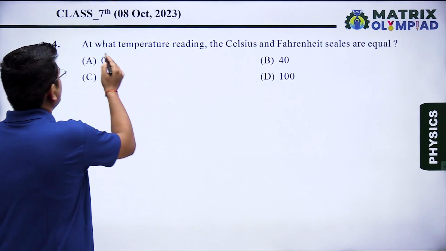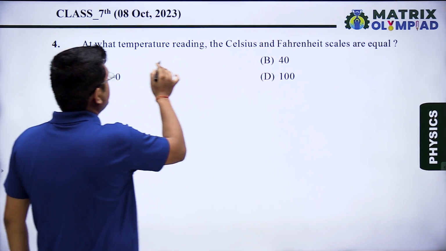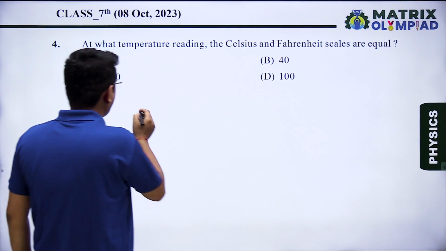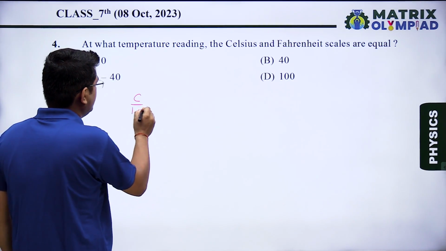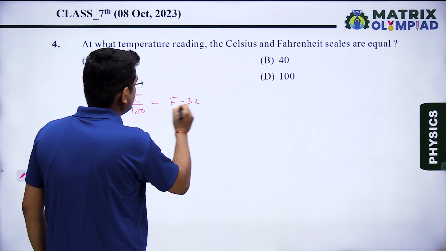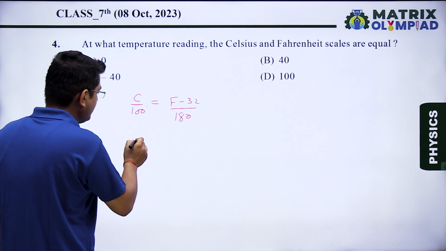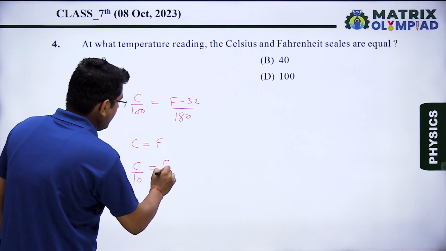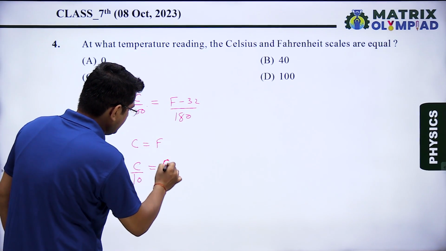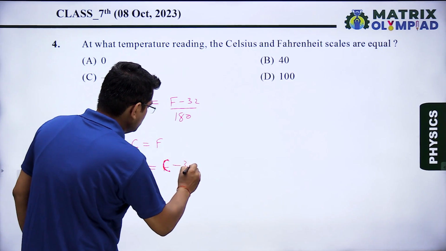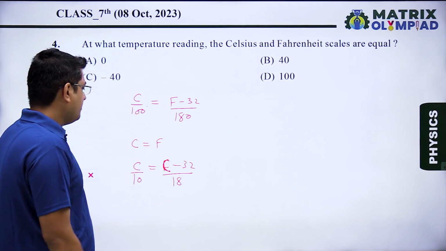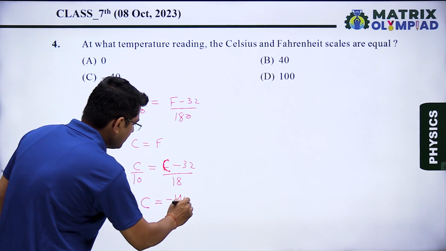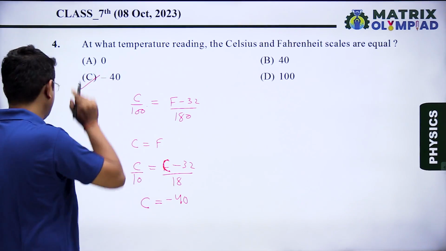Question number 4. In question number 4, it is asked at what temperature reading the Celsius and Fahrenheit scales are equal. To convert these values into each other, we have a formula which is given by C divided by 100, which is equal to F minus 32 divided by 180. In the question it is given that C is equal to F. So we can write C upon 100 equals F, and in place of F we will write C minus 32 divided by 180. By putting these values here, we have to find the value of C and we will get the answer which is equal to minus 40. So the correct answer is option C.